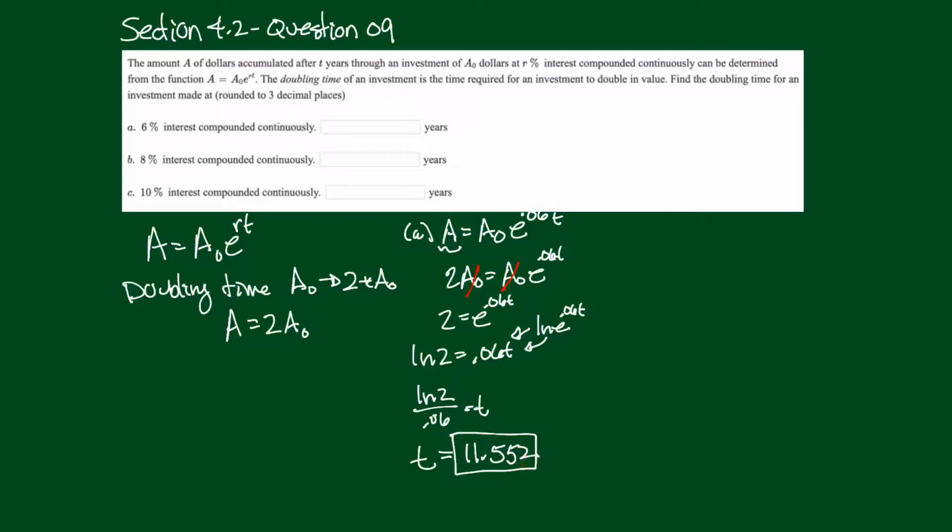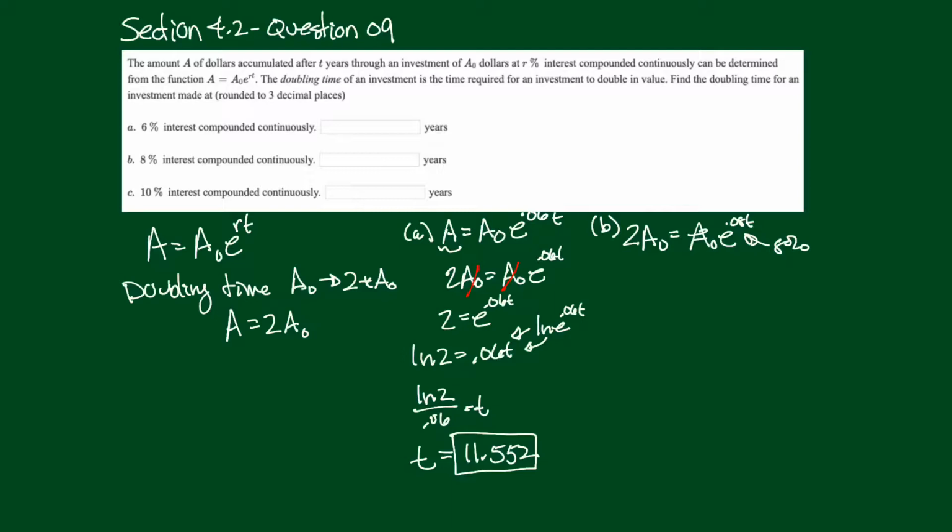So that means if you start with any amount of money, in about 11.5 years, you will have double that amount of money if you invested at 6%. Now in part B, we're going to invest this at 8%, so we would expect this to be a shorter doubling time. So we're going to have 2A naught equals A naught e to the 0.08 t, at our 8% rate.